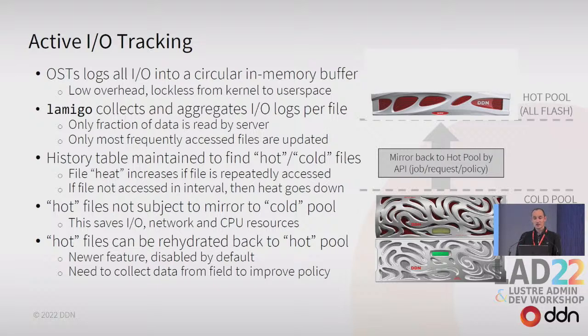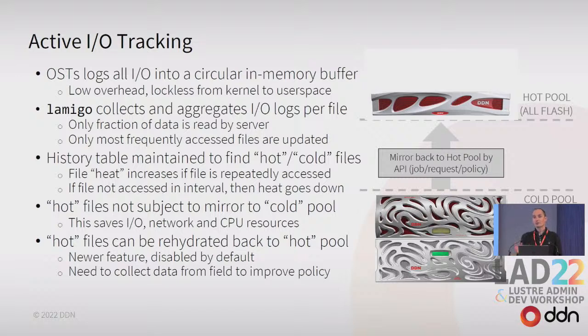So only a fraction of data is read by the server, and only a list of most frequently accessed files is updated. We are building this history table of files that are associated with a hit, and this hit would increase if a file is accessed frequently, and if the file is left untouched, then the hit will slowly decrease. So this is useful for a number of optimizations. For instance, if you have a file that is on your flash pool and that is hot, then there is no point in spending time mirroring this file to the disk pool. That would be a waste of resources because we know that this file is actively being accessed, so it is kept on the flash pool only and not mirrored.